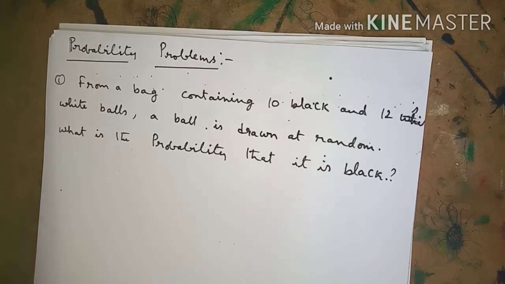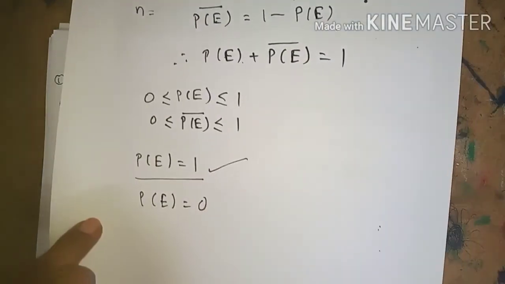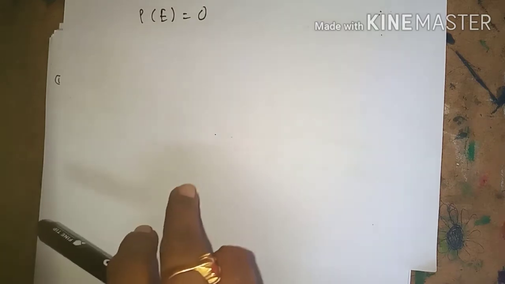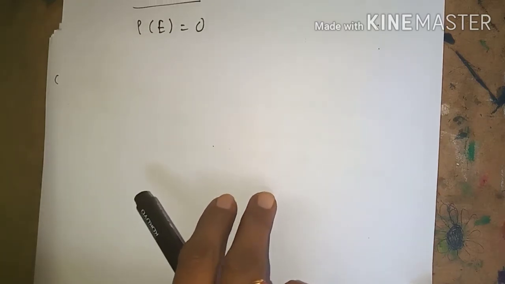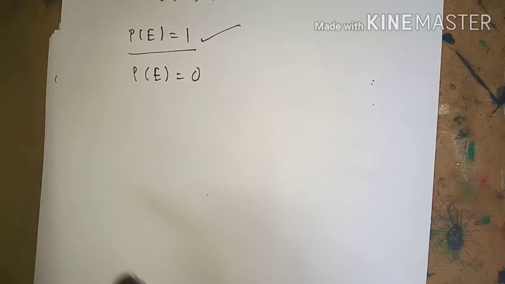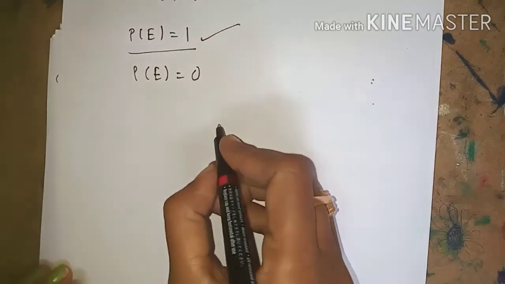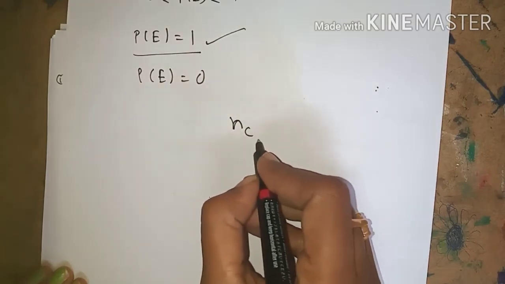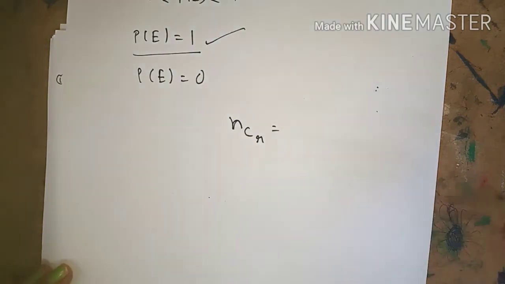Before starting the first problem, I will tell you one thing about permutations and combinations. Combinations first. Combination is nothing but a selection. We are selecting r things from n things. We can select r things from n things in nCr ways. Combination is nothing but a selection.